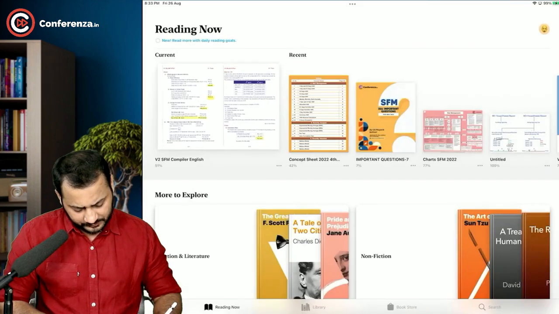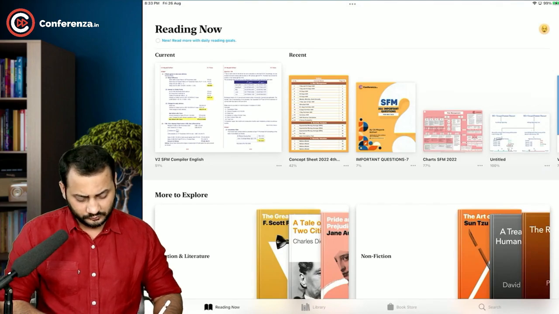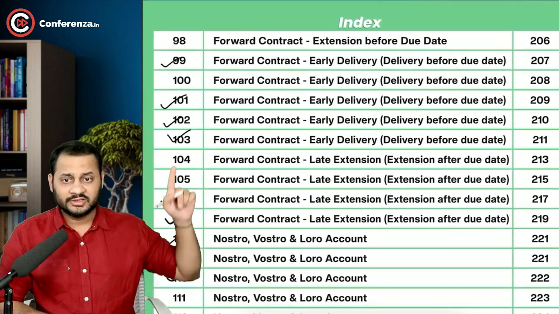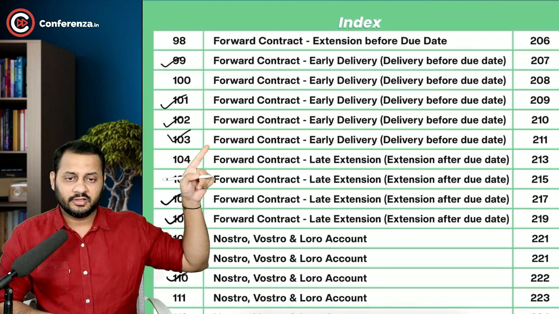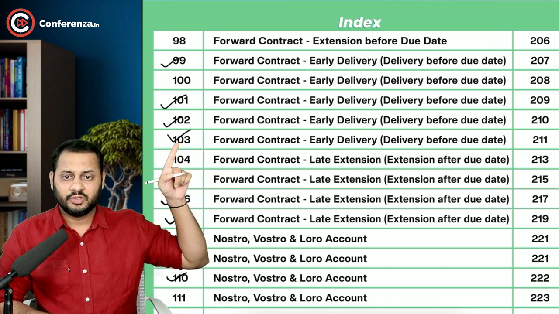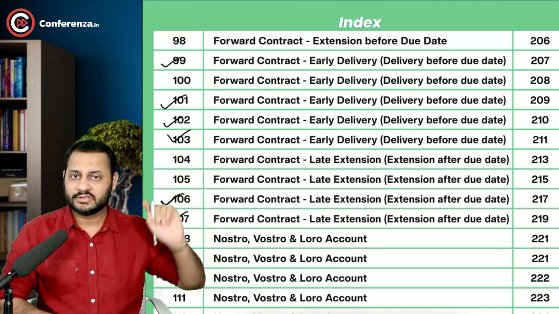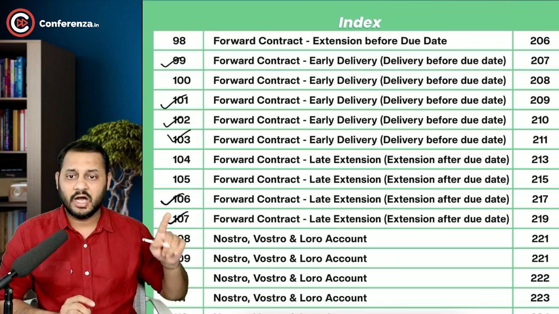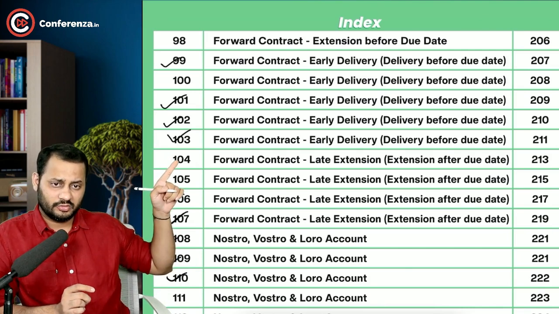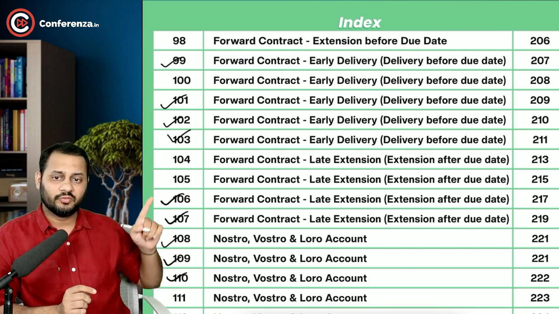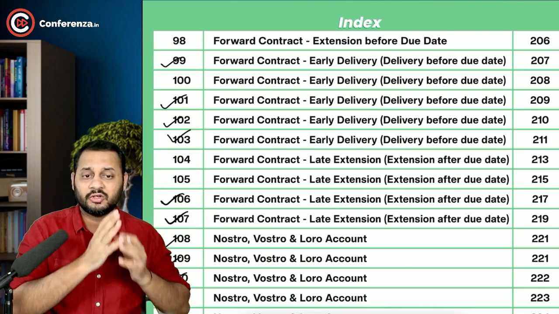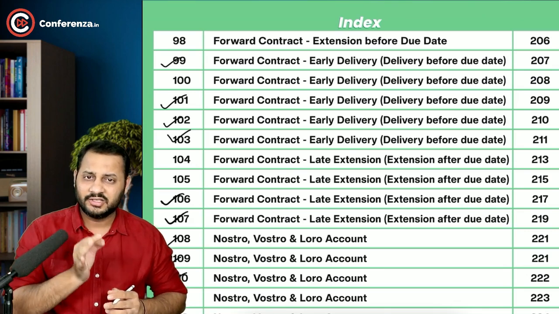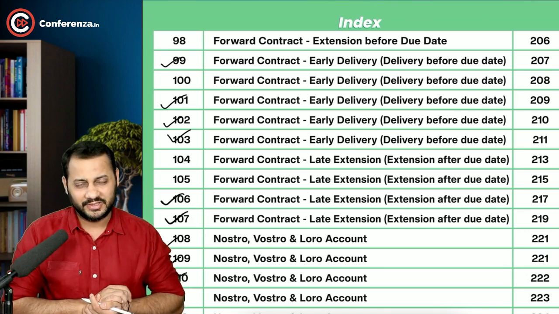Let me just check once again. Yeah, 103rd question, forward contract early delivery before due date. So till this question, early delivery concept was there, and I think we have taken lots of questions. Almost all the questions have been discussed by us. Now from 104th to 107, 4 questions on late delivery, late extension, late cancellation. All the 3 concepts will be discussed by me after this break. See you.